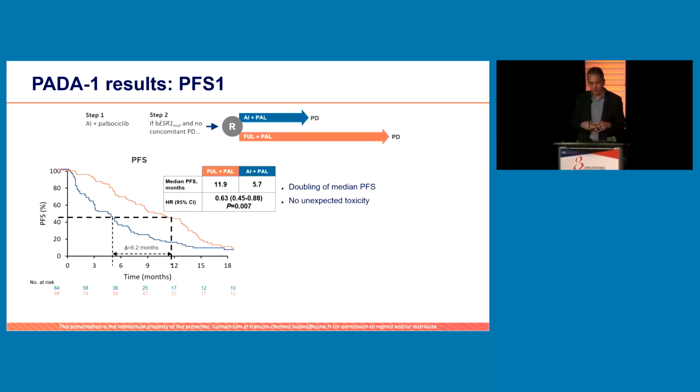And as you see here, the strategy was successful, with a clinically significant impact. It was also statistically significant, with a doubling of median PFS, and of course no unexpected toxicity. We are just switching. Patients were on AI plus palbociclib, and they were switched to fulvestrant plus palbociclib, so we are just making a small change in their endocrine therapy.